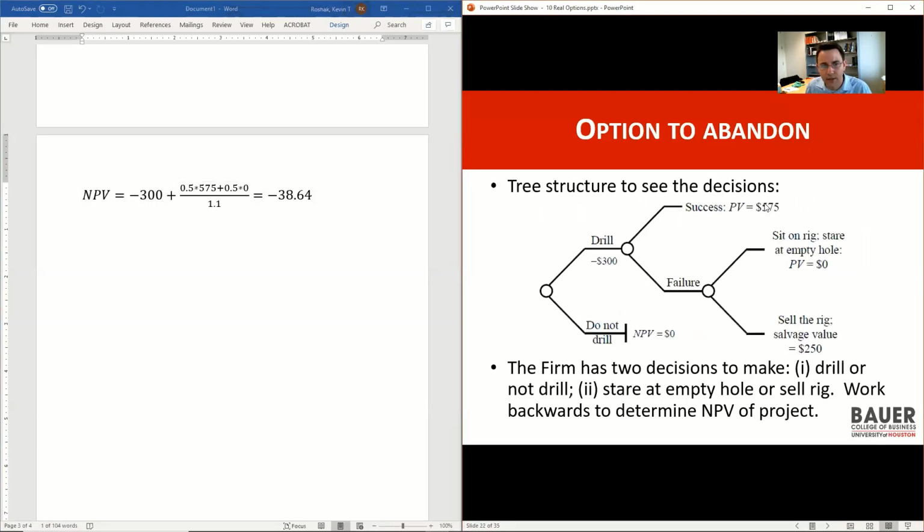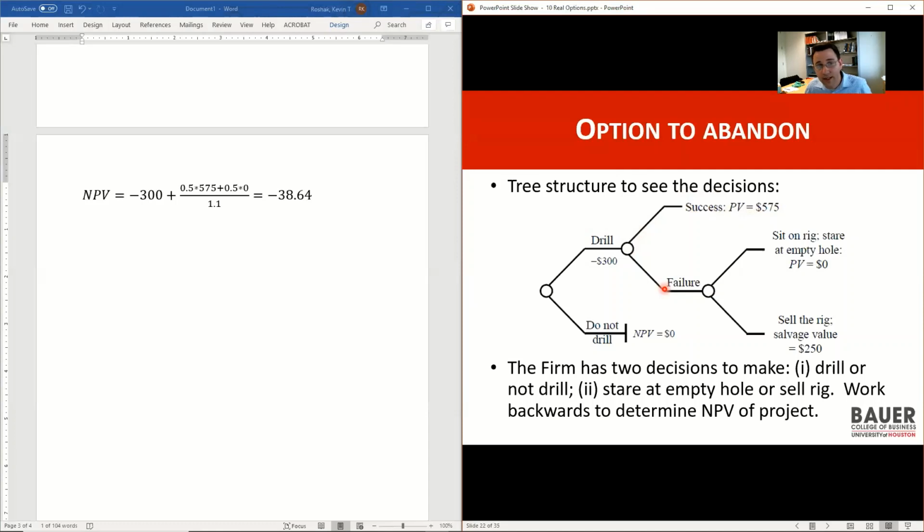Well, let's draw the tree just like we did before. Right? We're sitting here at time 0. We have to decide whether to drill or to not drill. And obviously, if you don't drill, you just get nothing. That's all. If you buy the drill, you have to spend $300 today. Okay. What happens next? Well, you drill and either it's a success and you get that present value of $575 that's sitting at time 1. And this happens half of the time if you drill. The other half of the time, things are a failure.